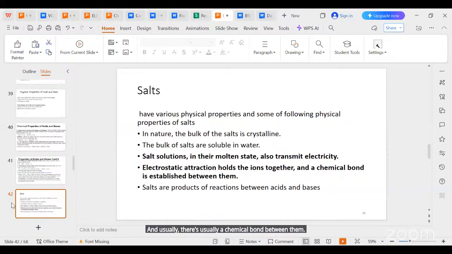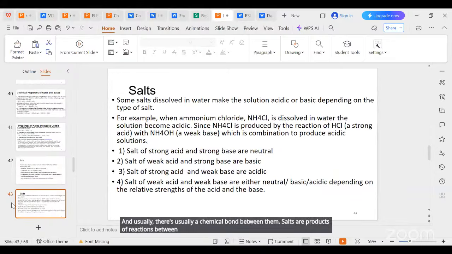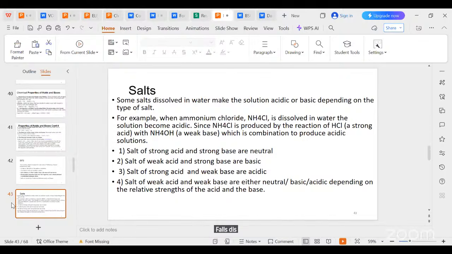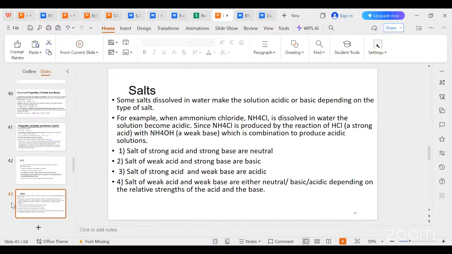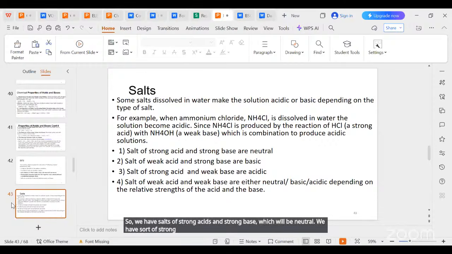Salts are products of reactions between acids and bases. Salts dissolve in water to make solution that could be acidic, basic, or neutral, depending on the type of salt. So we have salt of strong acid and strong base, which will be neutral. Salt of strong acid, weak base will be acidic. Salt of strong base, weak acid will be basic.